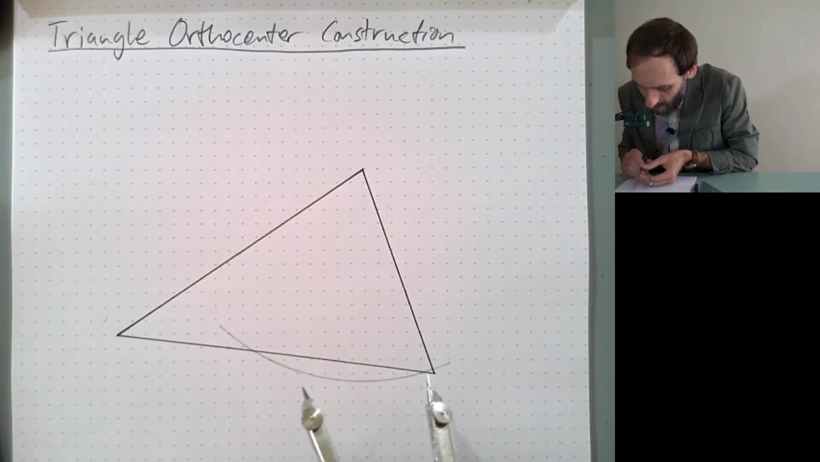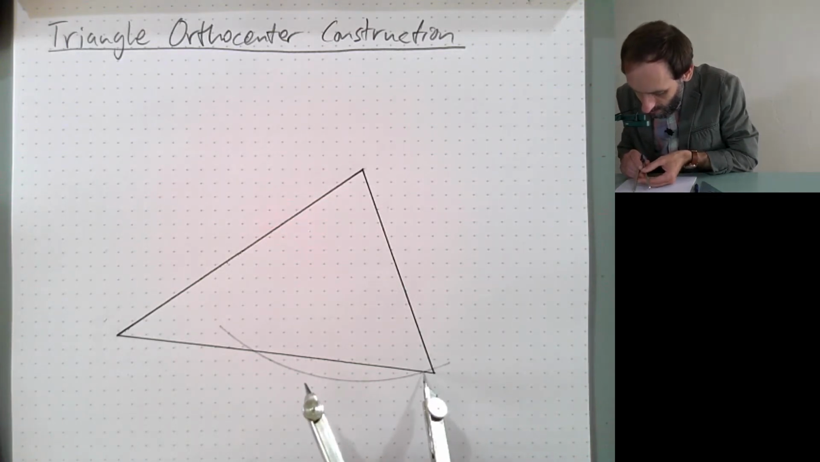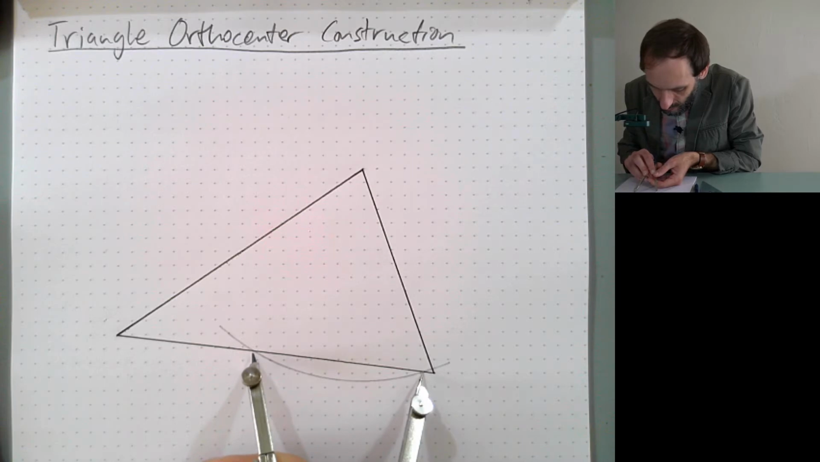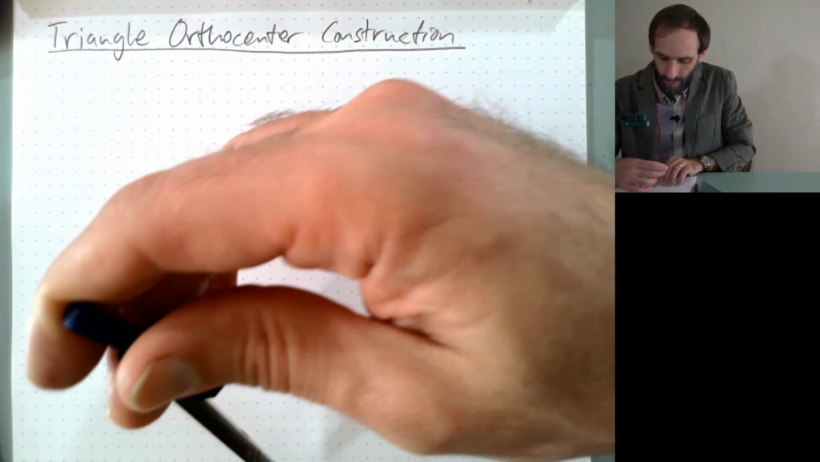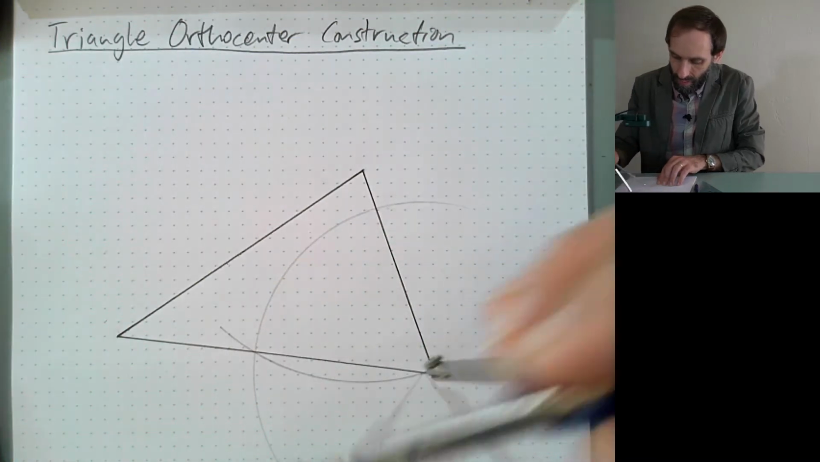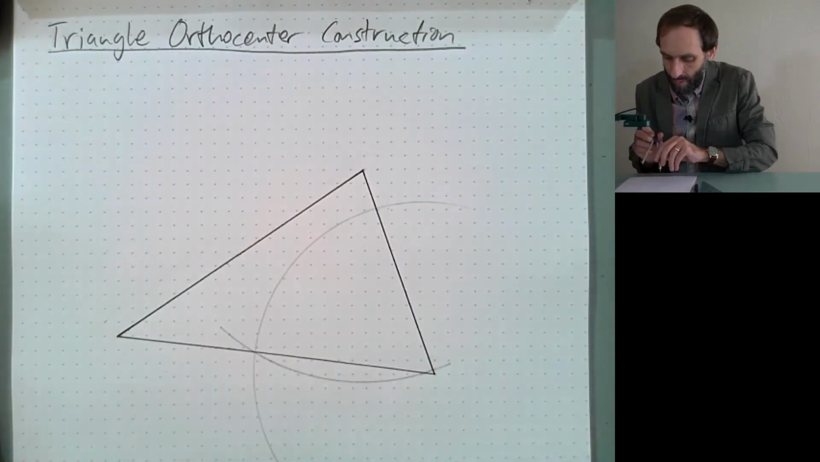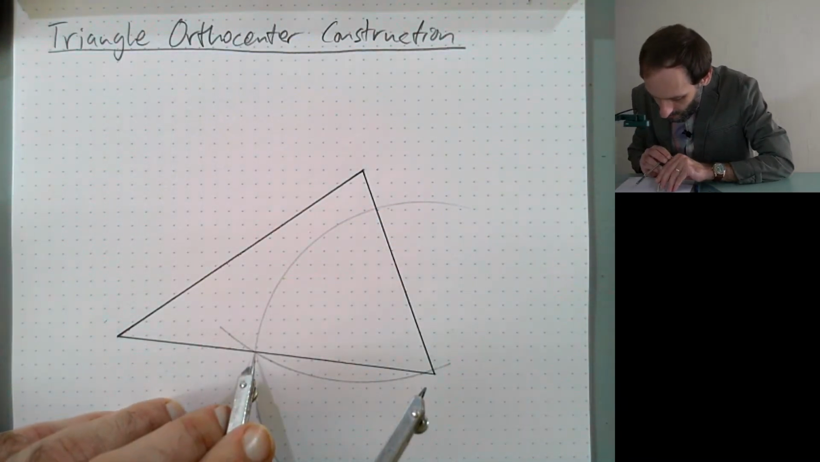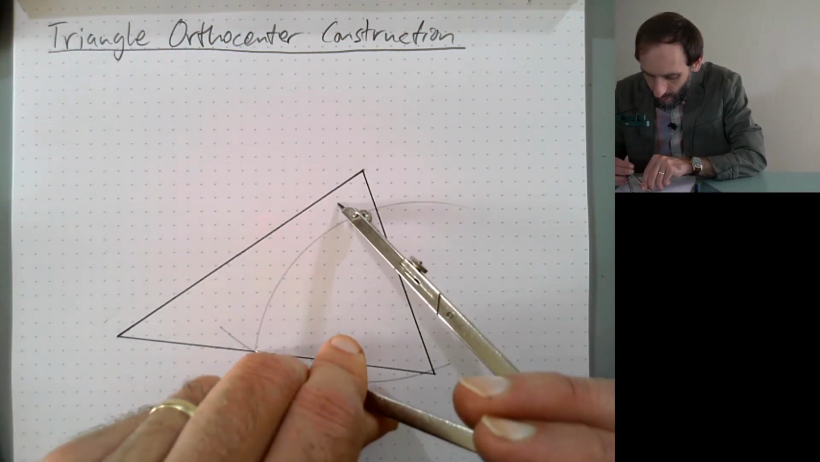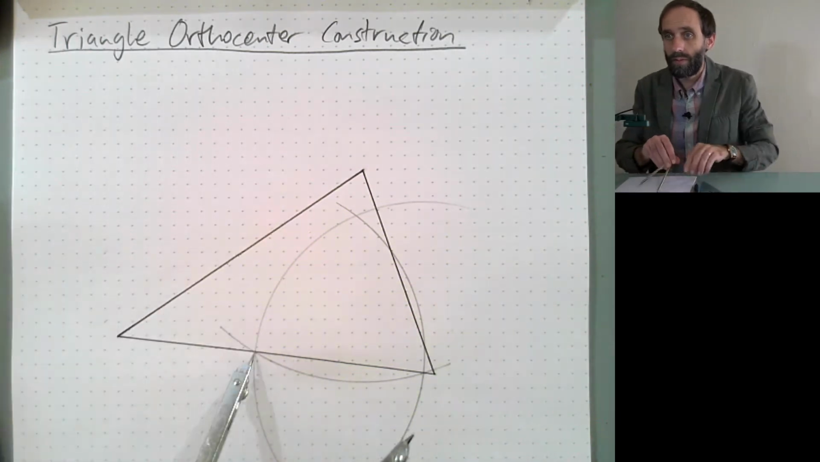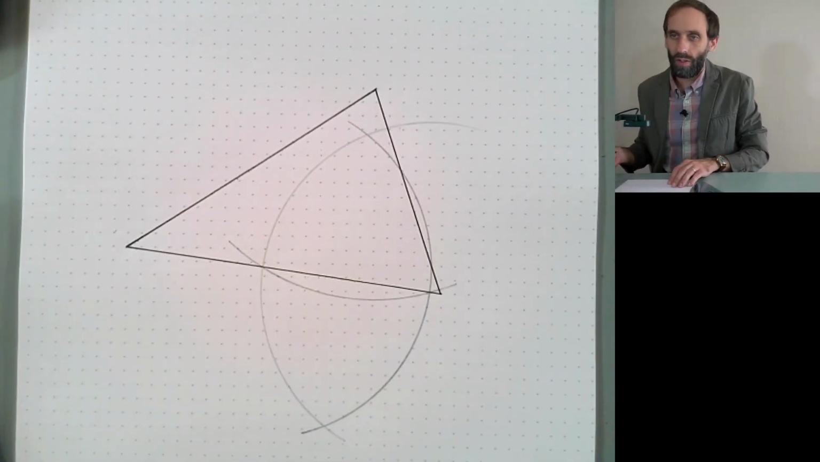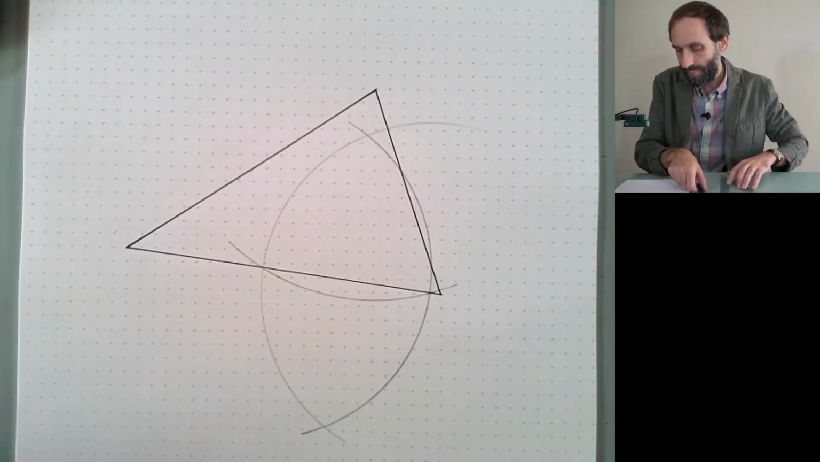Now I'm going to go to each of those intersection points. I'll set the compass to be that length. Okay, so I'll draw my arc in here. Now I go to the other intersection point, and I draw my arc in right there. Oops, sorry, you can't see the other point of intersection, but there it is.